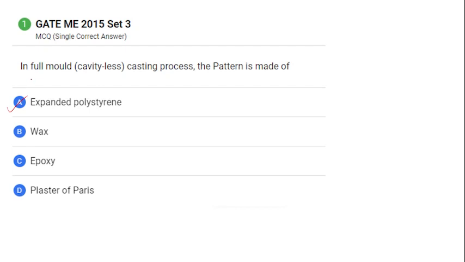What are the pattern materials for full mold? That was polystyrene. This you should remember. This will come many times. This word polystyrene is the favorite word for GATE examiners, and it is being used in full mold. Ma'am, thermocol is also there. Epoxy can also come. Thermocol also comes. And plastic. Yeah.